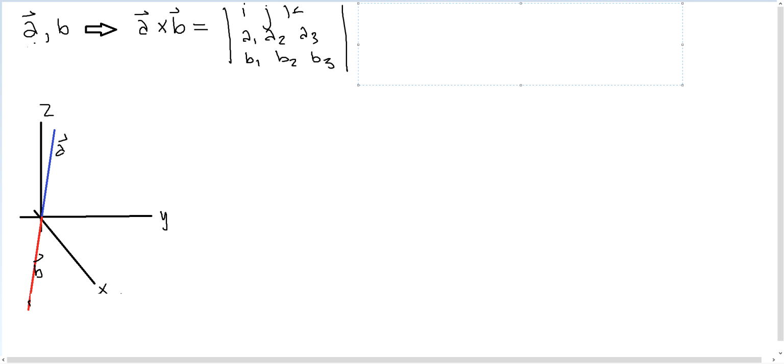Welcome to the multivariable calculus section. Today we will be discussing the cross product. Now the cross product, or the vector product, takes two linearly independent vectors and produces a normal vector.